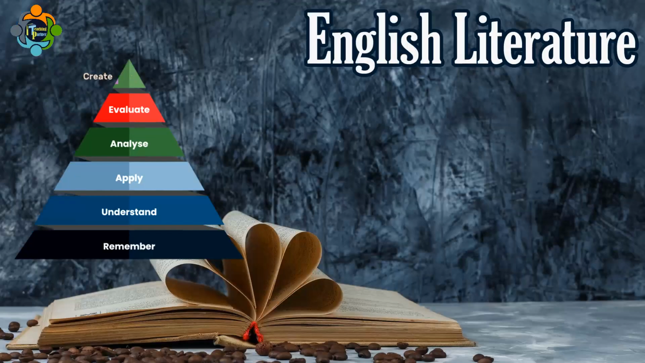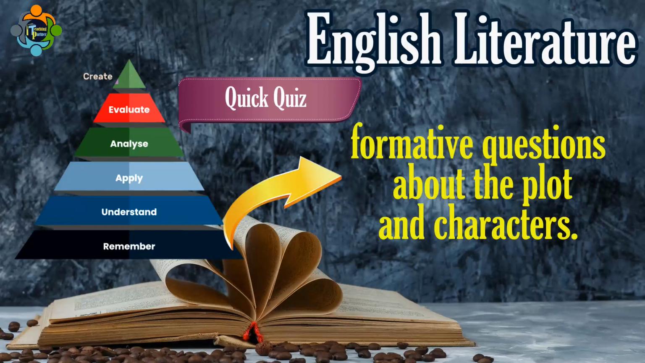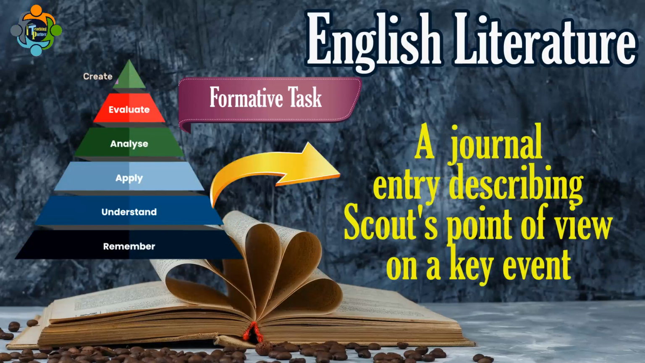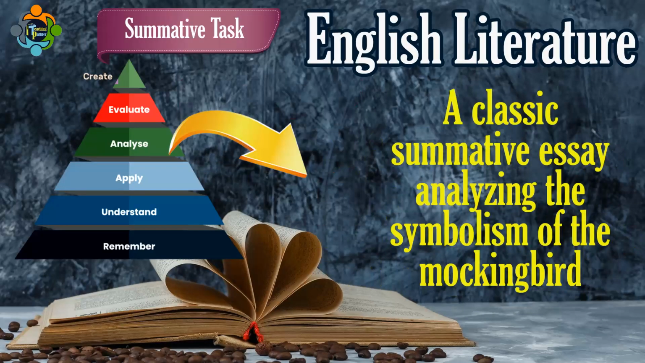Finally, let's look at English literature, using a class novel like To Kill a Mockingbird. For remembering, a quick quiz of formative questions about the plot and characters. For understanding, a formative journal entry describing Scout's point of view on a key event. For applying, a formative task where students write a letter from one character to another, applying their knowledge of their personalities. For analyzing, a classic summative essay analyzing the symbolism of the mockingbird.